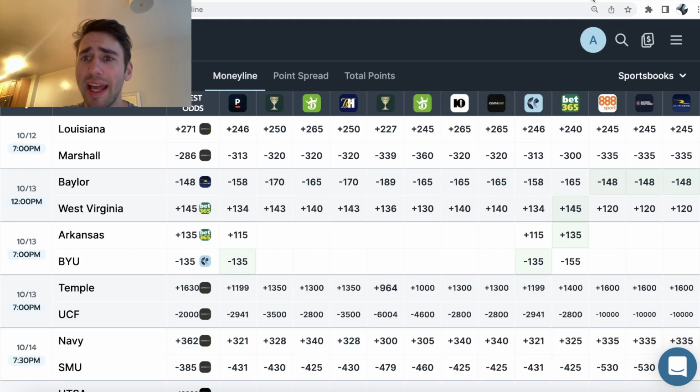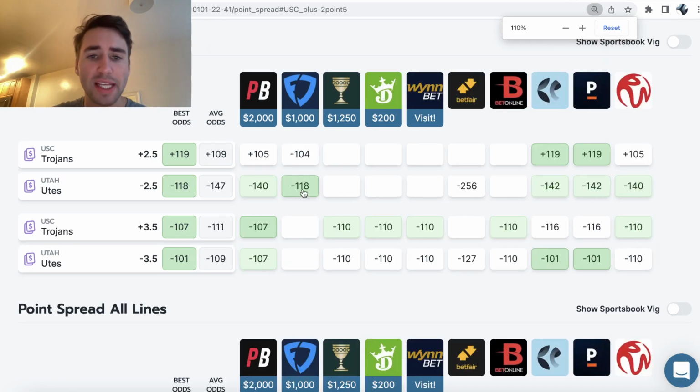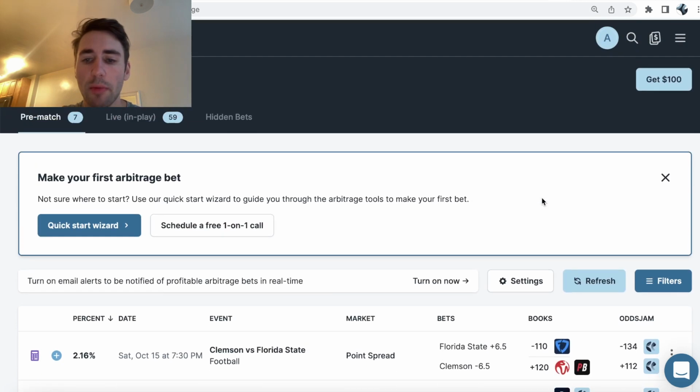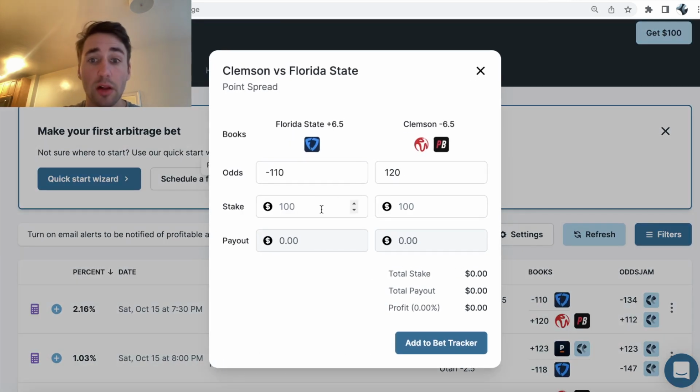So the first play I ended up going with is right here. I went with Utah -2.5 on the point spread. So what I ended up using is the OddsJam arbitrage betting tool to look for big line discrepancies in college football. So essentially, what is arbitrage? Arbitrage is when sportsbooks have such a big line discrepancy that you could bet on both sides of the market, so Clemson -6.5 and Florida State +6.5, and earn a risk-free profit, right?